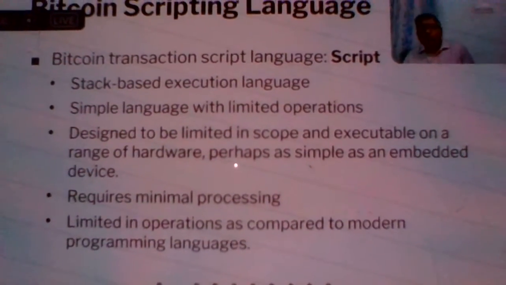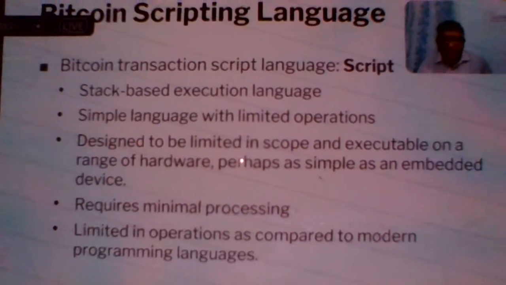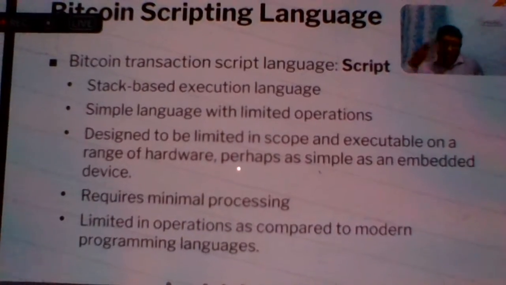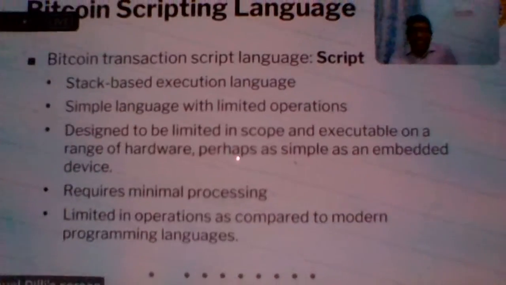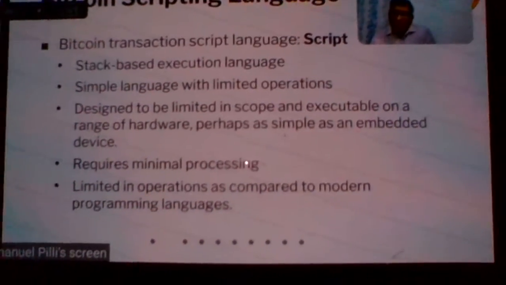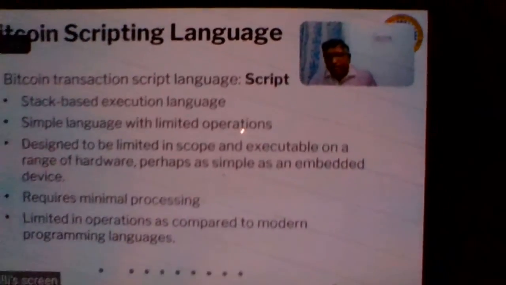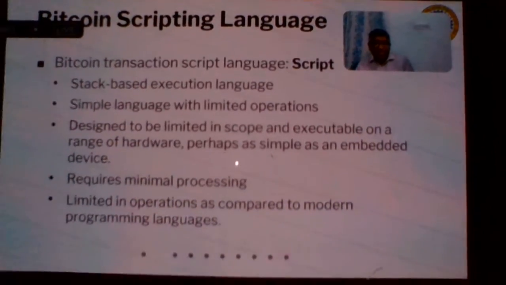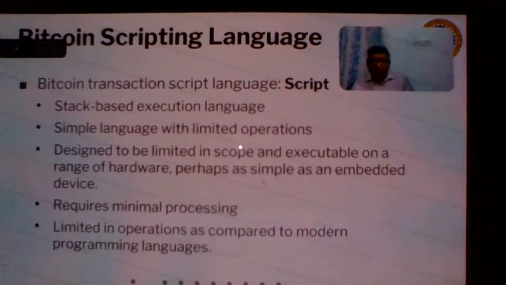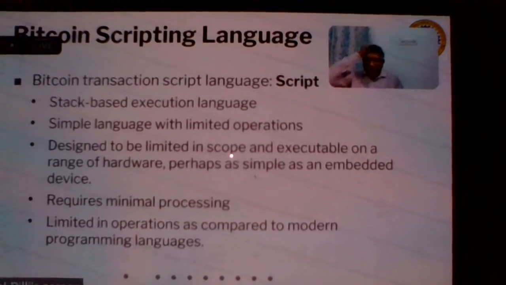So the Bitcoin transaction script language is called Script, right? It's a stack-based execution language. We will show you. Of course, stack is inherently used, but it's a stack-based execution language. It's a simple language with limited operations, designed to be limited in scope and executable on a range of hardware, maybe like an embedded device. It requires minimal processing, limited in operations as compared to modern programming languages. So it's not like Python or Solidity. Also, Script is very simple as you look at it.